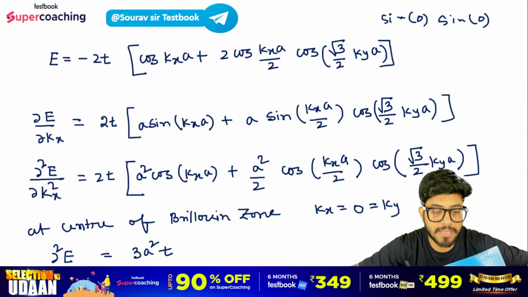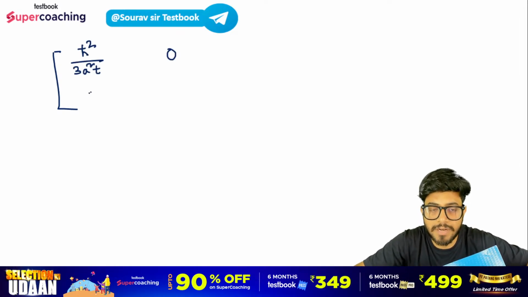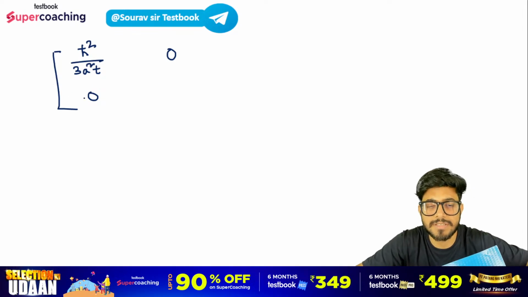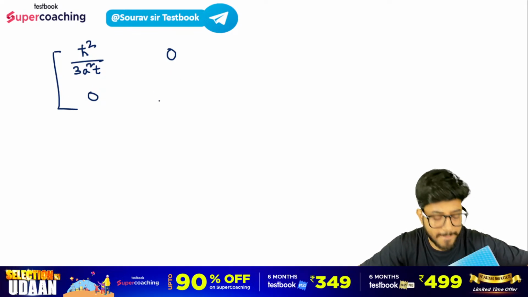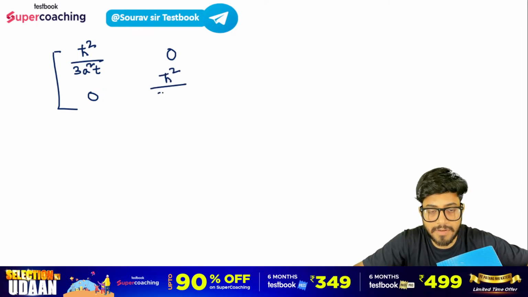So definitely the first term of the matrix will be h cut square divided by 3a square into t. This term would be 0. This term would again be 0 because it's a symmetric matrix. And this term would again become h cut square divided by 3a square into t. You can see this.